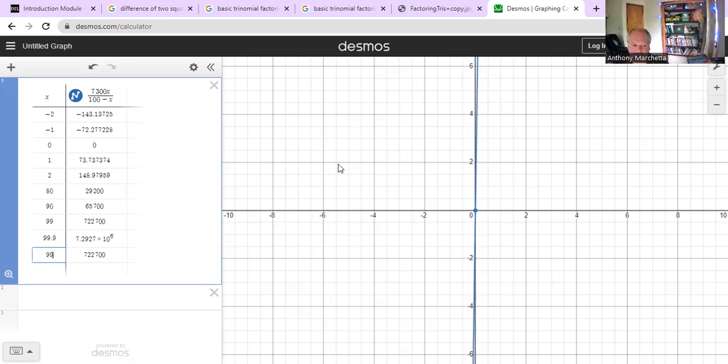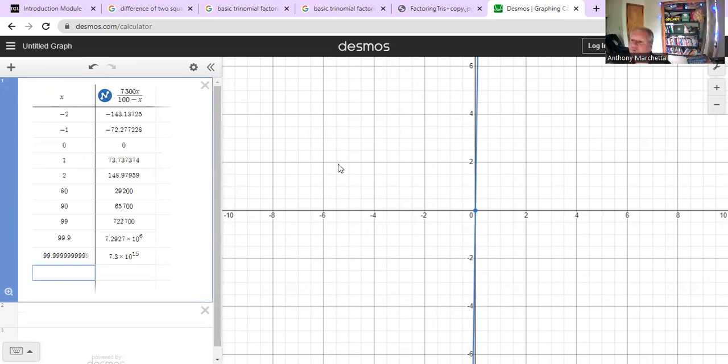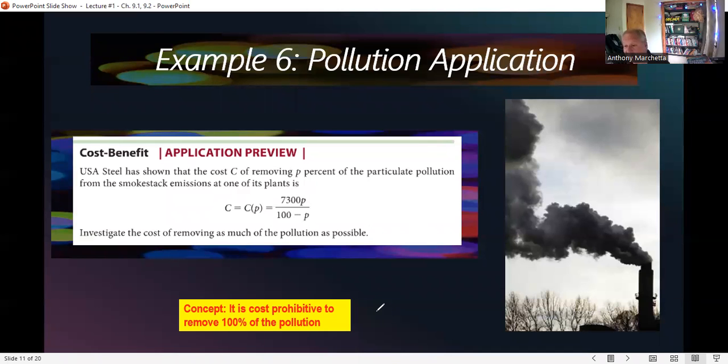What if we get even closer? 99.99999. Look at what happens as I type nines. So what's happening as I'm approaching 100 for x? Y is approaching infinity. Ultimately what it's trying to say is, the closer you get to 100, the more money it's going to cost. And that's why the answer, spoken in terms of an application, is it's cost prohibitive to remove 100%, meaning no one can afford to remove 100%. And of course, it is a grim tale about pollution as well.